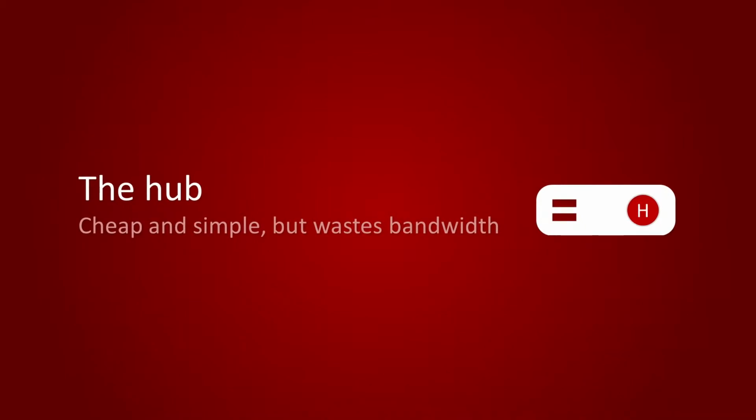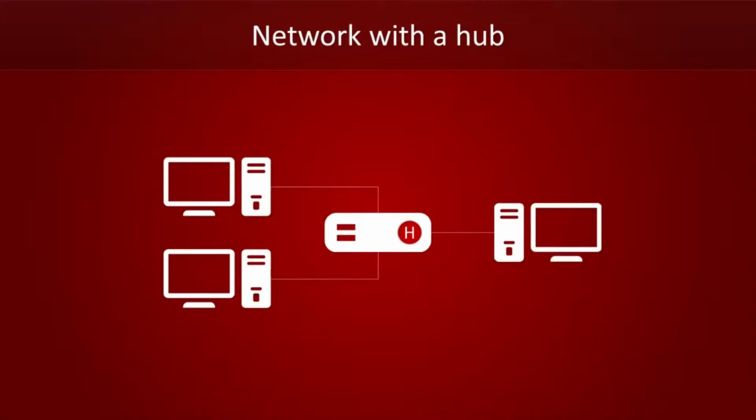Hubs are cheap and simple devices that can connect a bunch of computers to each other, but they're a little wasteful with bandwidth. Here's how they work. When a computer sends information to a hub, it replicates the data on all other interfaces. It works like this. Bit comes in, clones come out.